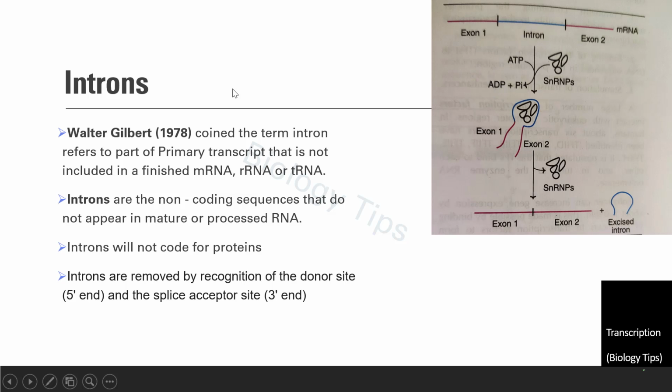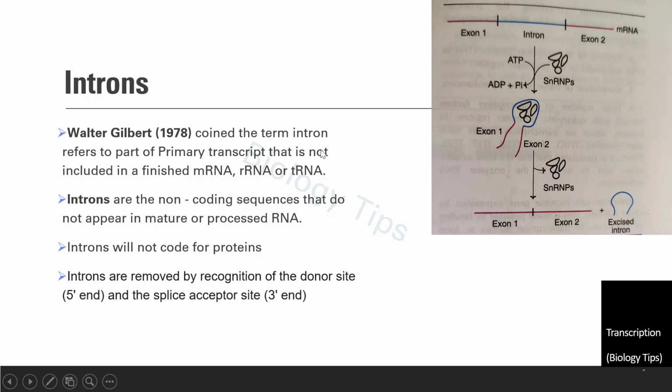The word intron was coined by Walter Gilbert in 1978. He coined the term intron to refer to the part of the primary transcript that is not included in a finished mRNA, rRNA or tRNA. So what are introns? Introns are the non-coding sequences. They will be present in the DNA, and when you make hnRNA, the primary transcript, it will have these introns. But when you make a mature RNA, mature mRNA, then what will not be there?